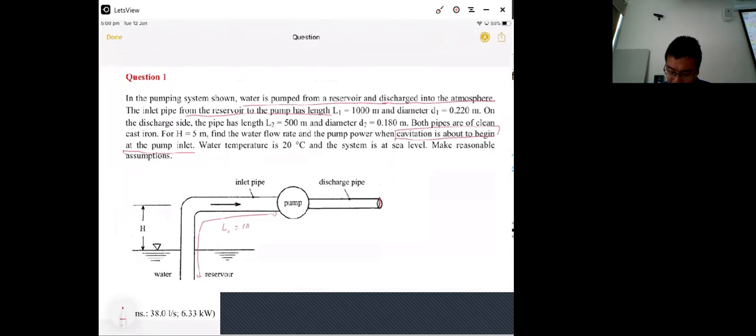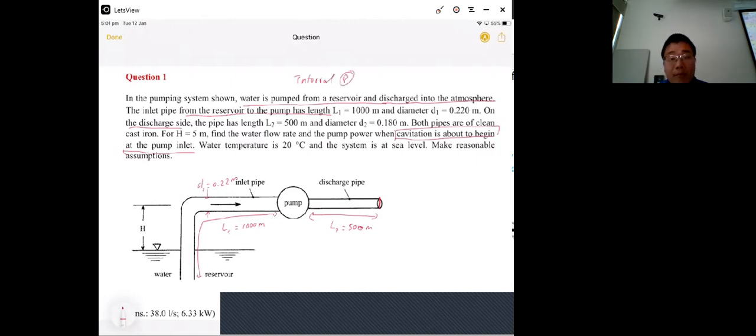It is 1,000 meter, and the diameter D1 is 0.22 meter. On the discharge side, the length L2 is 500 meter. This question is a question in tutorial 8.